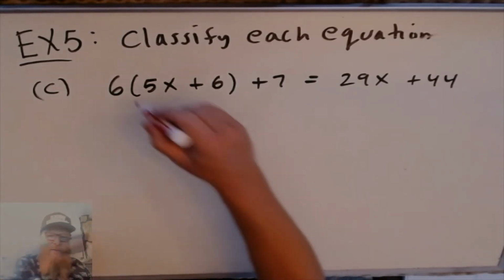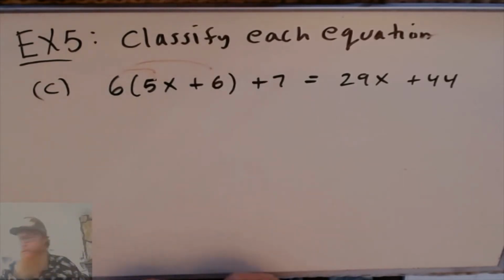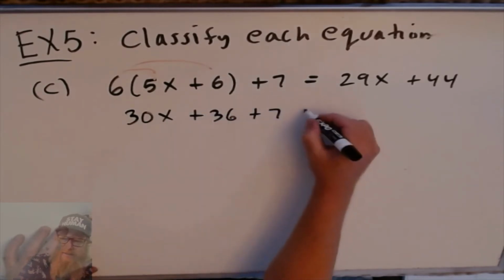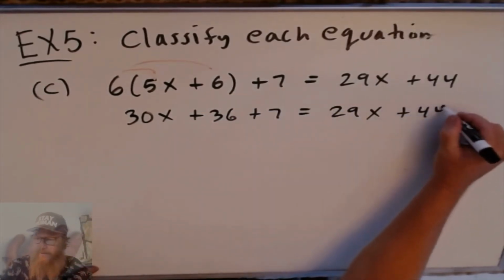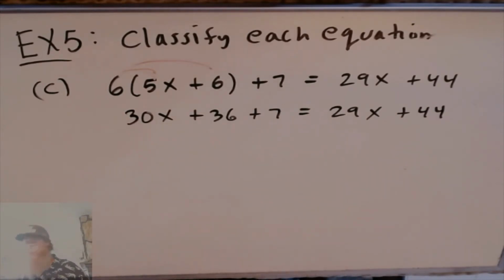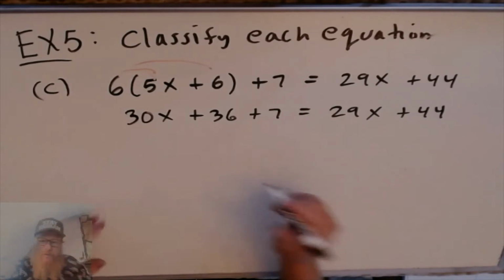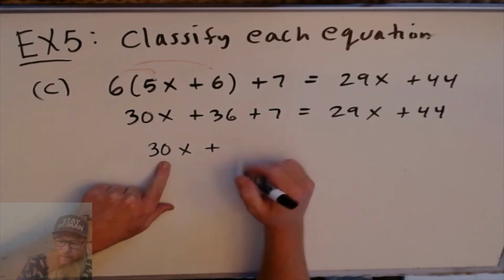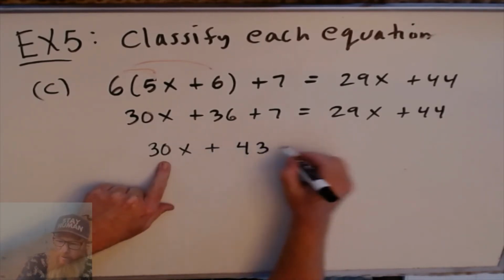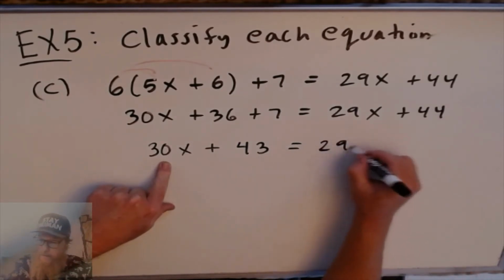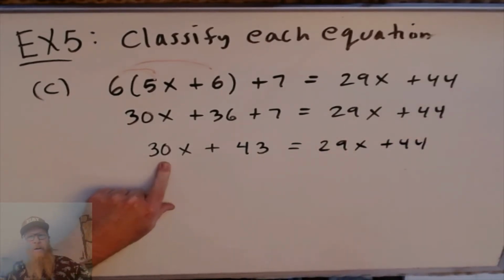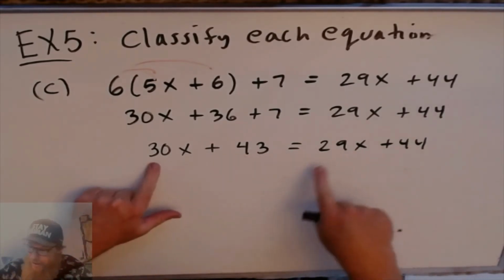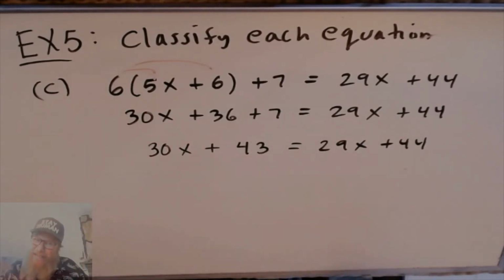So go ahead and distribute. Only got one set of parentheses. So that's 30x plus 36 plus 7 equals 29x plus 44. It's not identical. Notice if the x's are different, you know it's not going to be identical. 36 plus 7 is 43. 29x plus 44. It's interesting, but it's not identical. Look, that's a 43, that's a 44. That's a 30, that's a 29. So it's not identical.